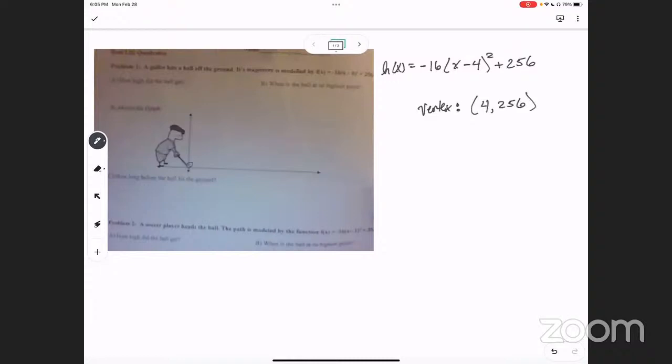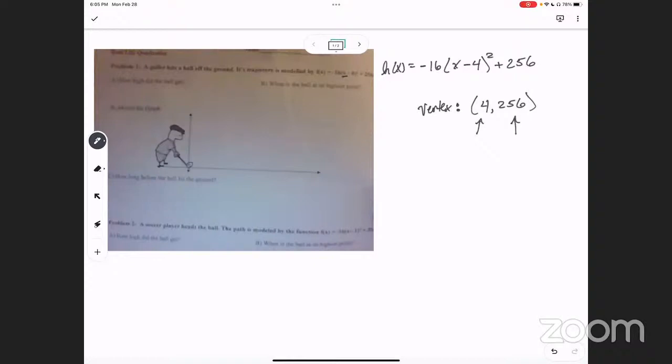So how high is it going to get? Which one of those is the height? I think it's 4. Nope, this is the time. Because if you look at it, it said X is time. It probably said that. I don't see that in here, but it probably said that. So this is the time. 256, this is probably the height.